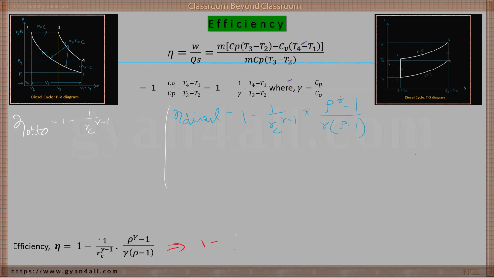1 minus 1 by RC to the power gamma minus 1 into 1 by gamma into rho to the power gamma minus 1 divided by rho minus 1. It is written well here, as you said. It is RC to the power gamma minus 1.